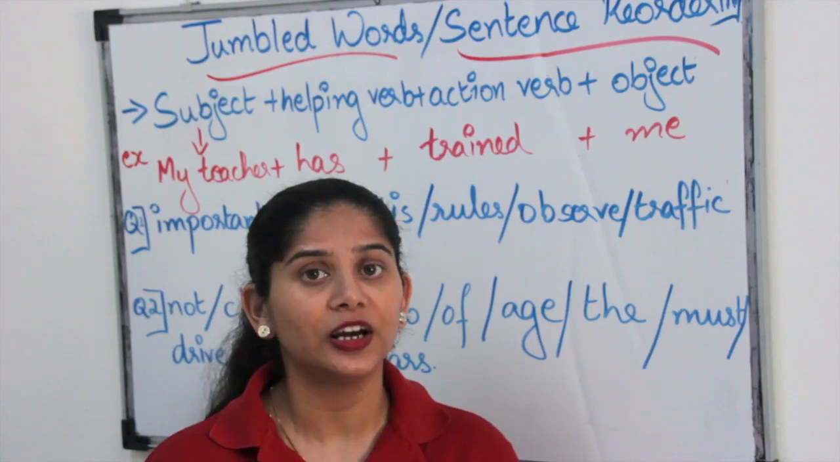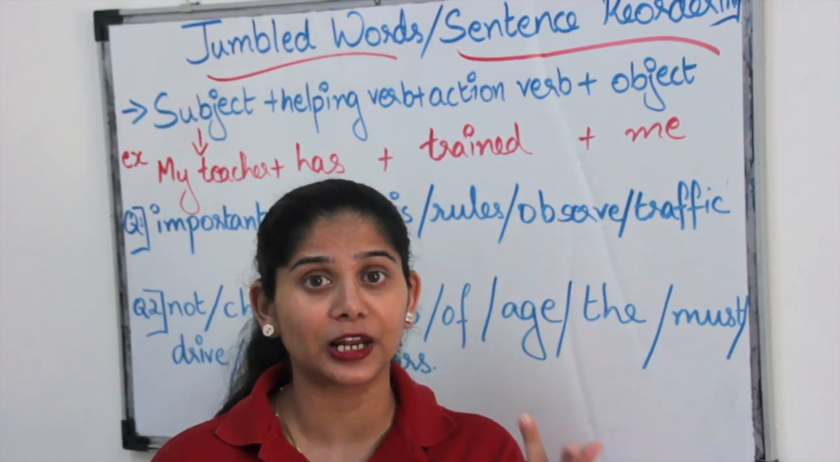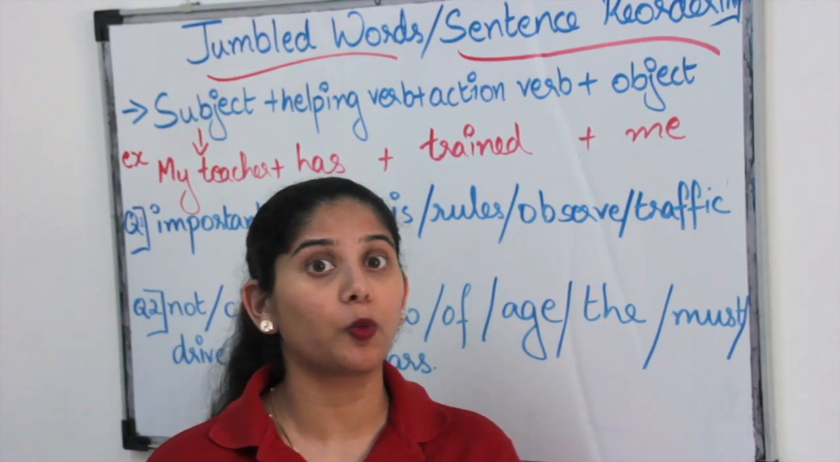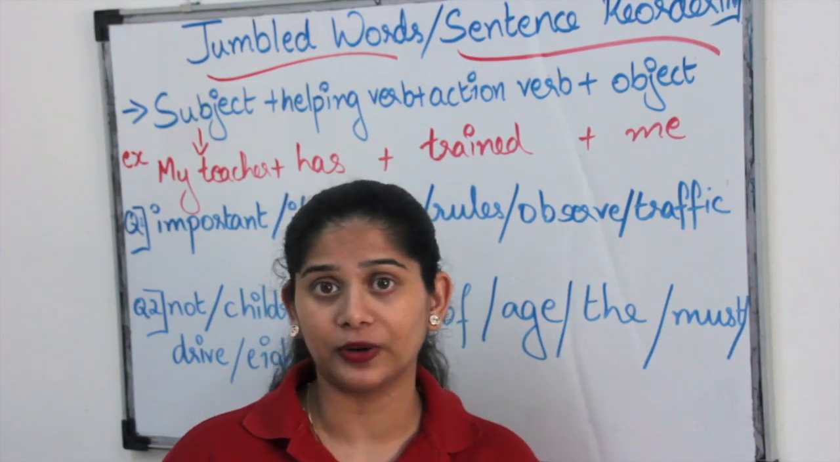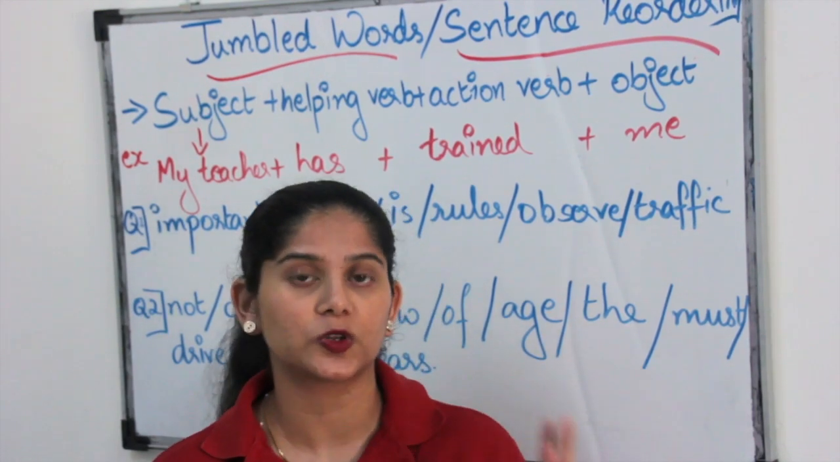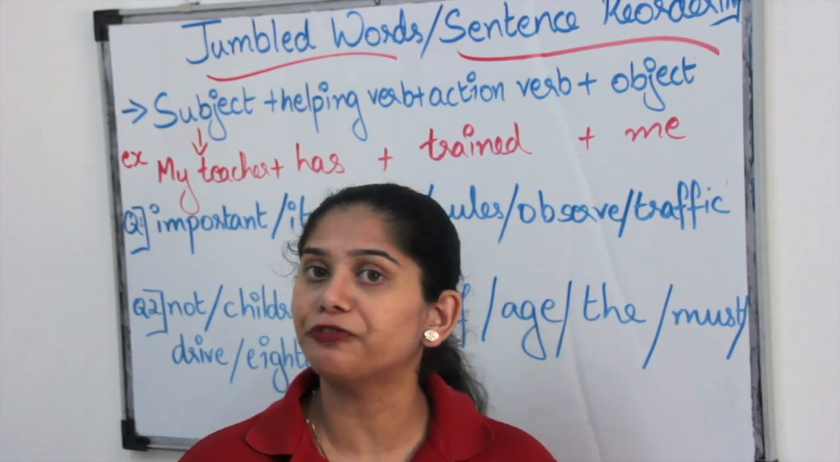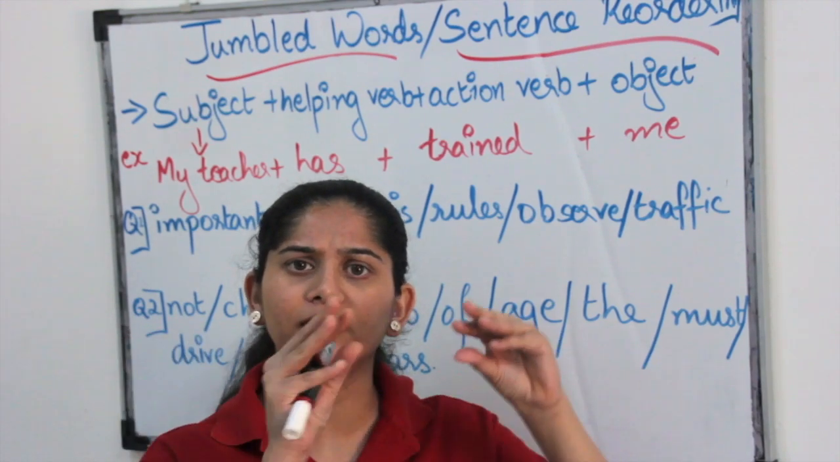So what is a noun? A noun can be the name of a person, place, animal or thing. Now what is a pronoun? A pronoun is something which is given instead of a noun, like he, she, they, we. All those are pronouns. So our first task for a sentence in jumbled order should be to find the subject.